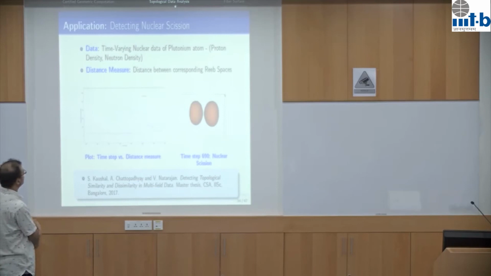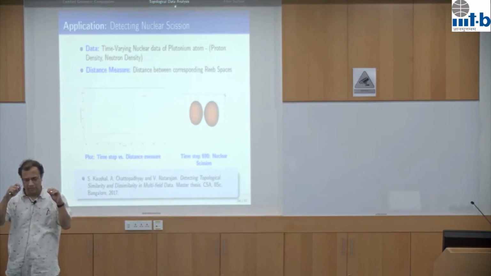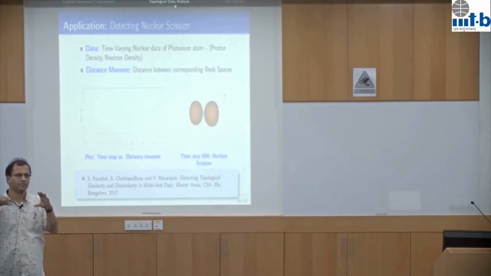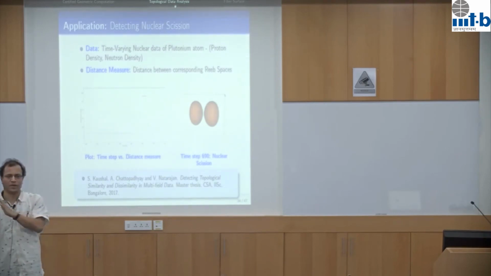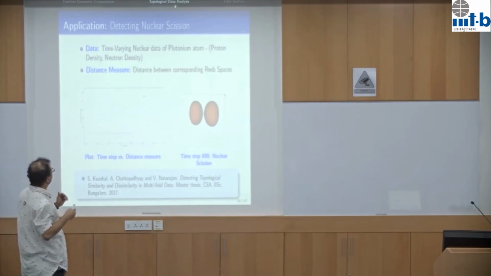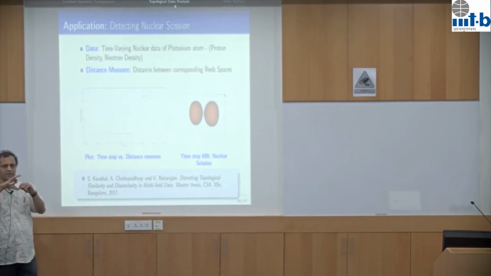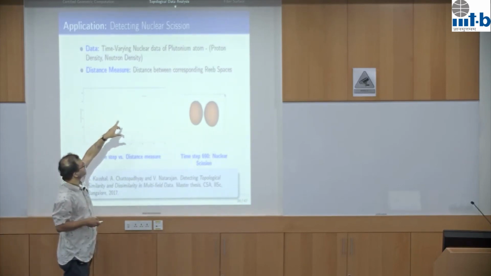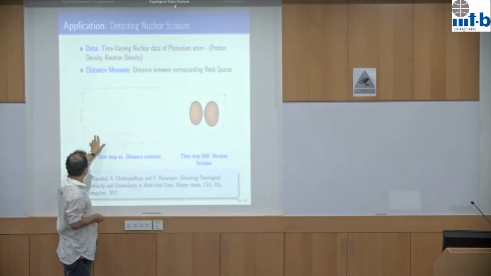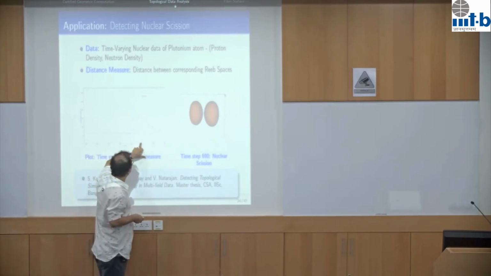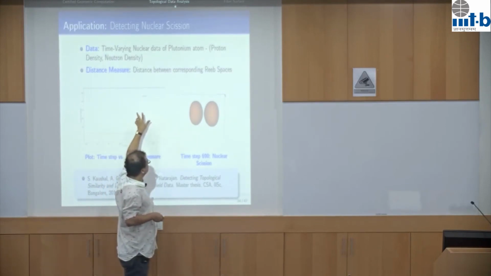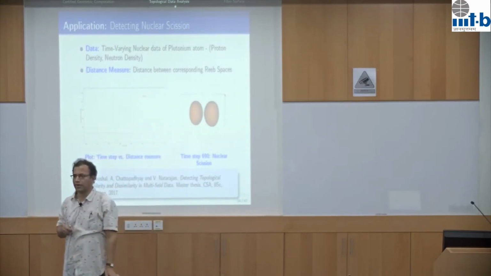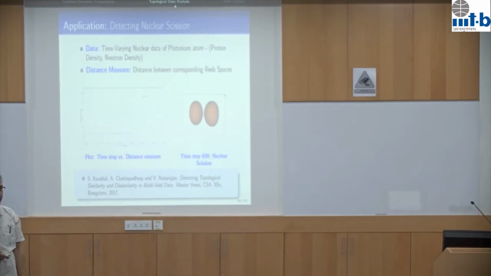Recently we are trying to work on the same problem in a different way. We find a distance measure. We have time-varying data, and corresponding to each time step we have a bivariate field. We construct the Reeb space corresponding to each time step, find the distance between the Reeb spaces, and plot the distance between two consecutive time steps. You see that at time step 690, there is a big jump. So this time step will give you the point where there is a nuclear split.